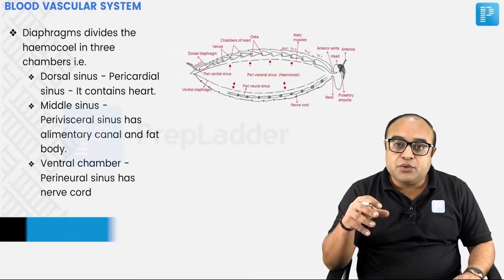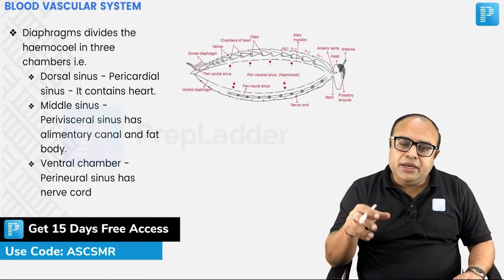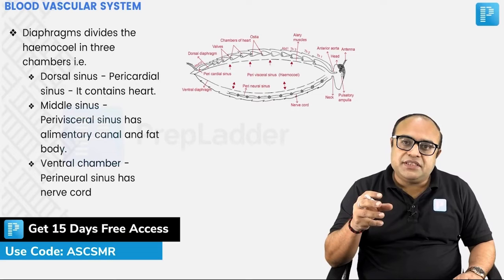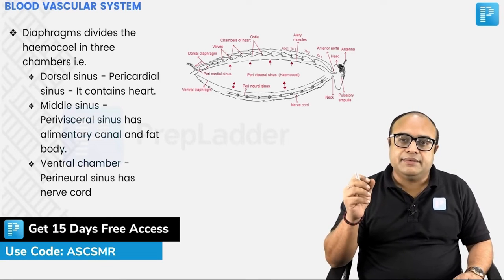The circulatory system of cockroach. Again, many of the questions can arise from this part of the physiology of the cockroach, which is the circulatory system. The exactness is the key over here as well.